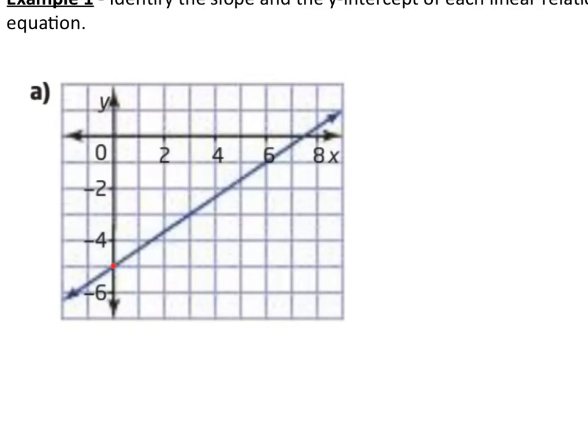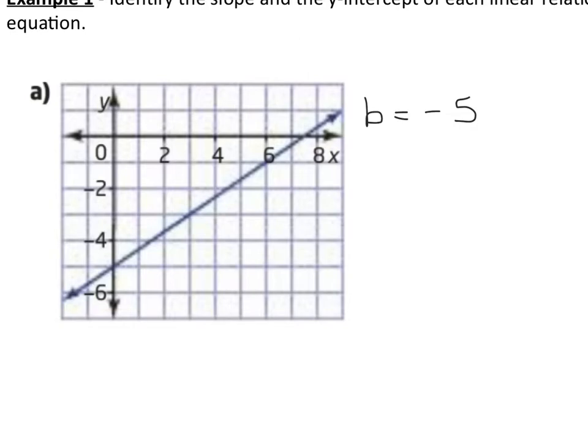So if I were to look at my scale and follow the scale that's given, this point right here where the line is touching the y-axis is represented by the value -5. So I can go ahead and identify my y-intercept right away. Remember that the y-intercept is represented by the letter b. So I can say that my b value is equal to -5.